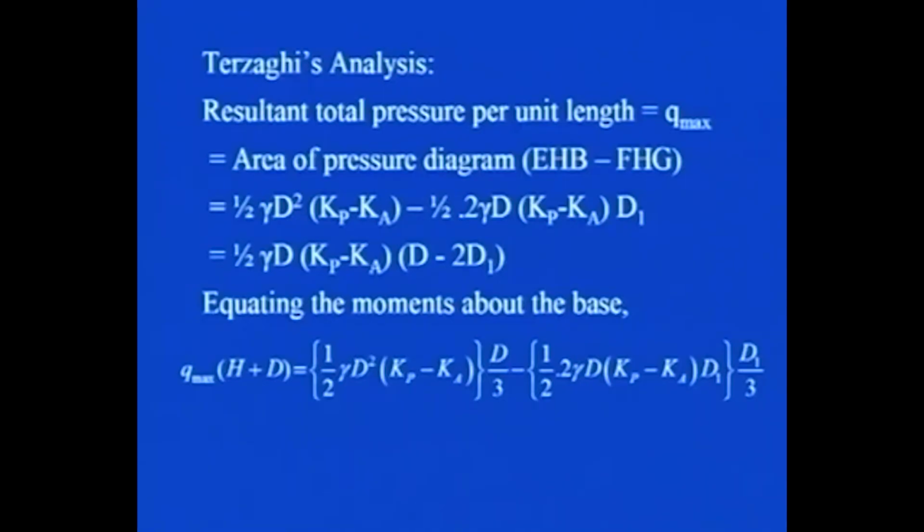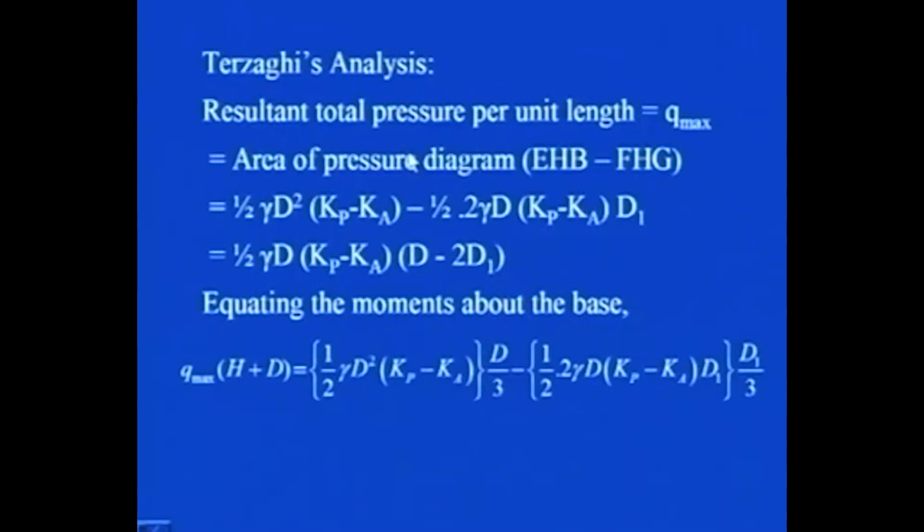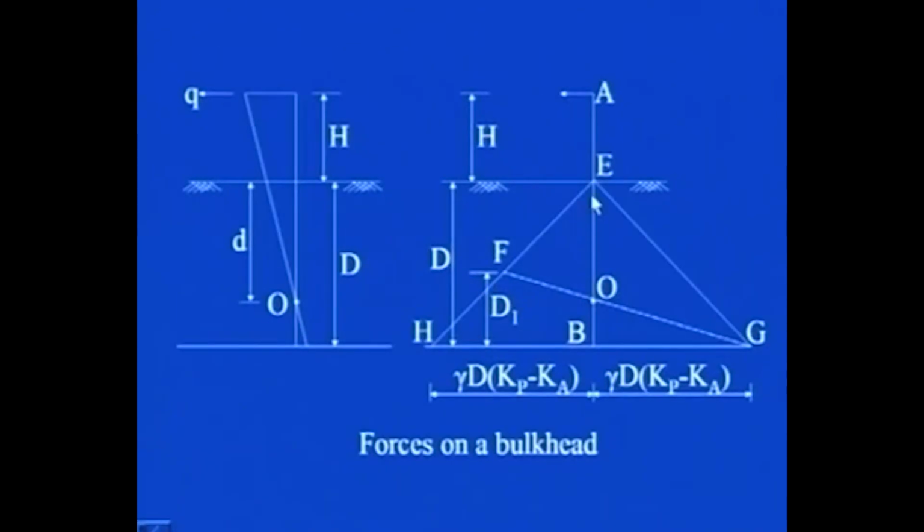So, the resultant total force per unit length, which I represent by Q max, becomes equal to the area of the pressure diagram, which is EHB minus FHG. This is the area of the pressure diagram from which you have to subtract this particular area, and this will give you the resultant total pressure per unit length of wall. So, from this pressure diagram you can find out the areas of EHB and FHG.